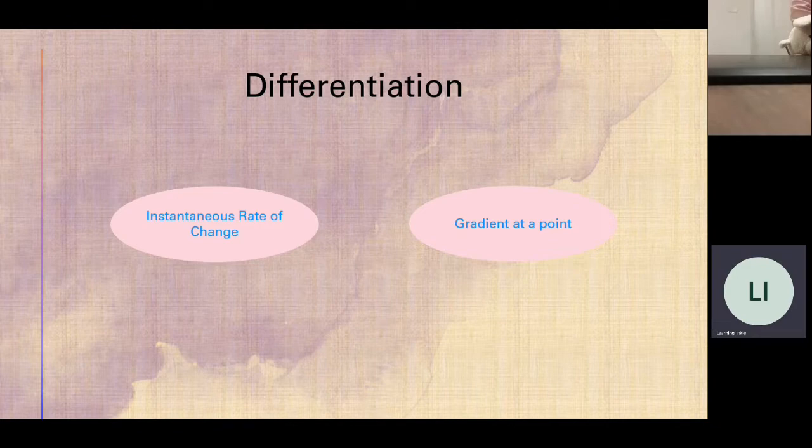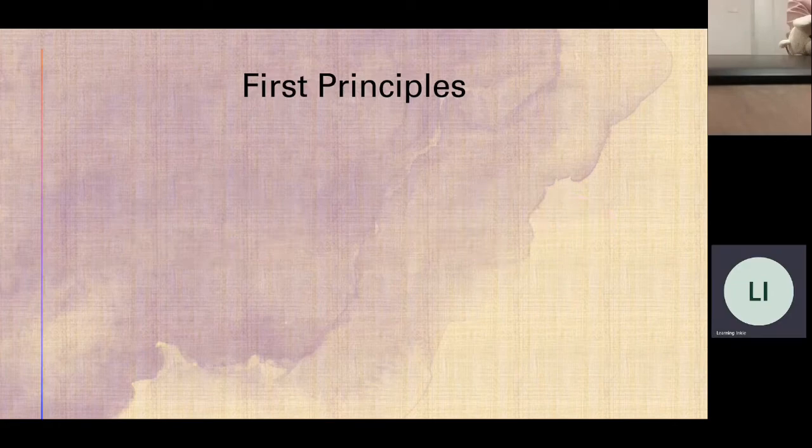Pretty sure some of you are familiar with it. You might have remembered it as the gradient at a point of a curve, or more specifically, the instantaneous rate of change. Instantaneous because through differentiation, you can find the rate of change or the gradient at a particular value of x, for example. And how did differentiation really come about? And why is it related to gradient? It is the idea of the fundamental theory of differentiation, its first principles. So what is first principles?